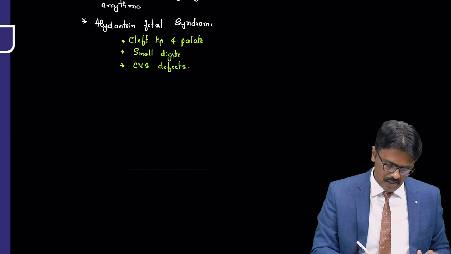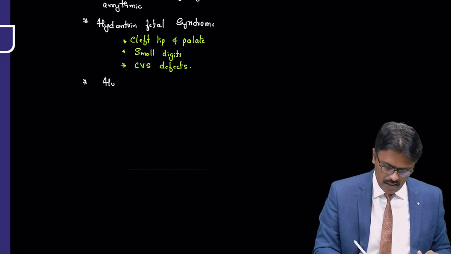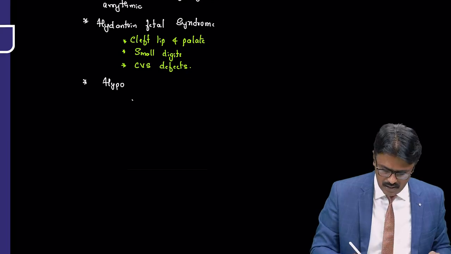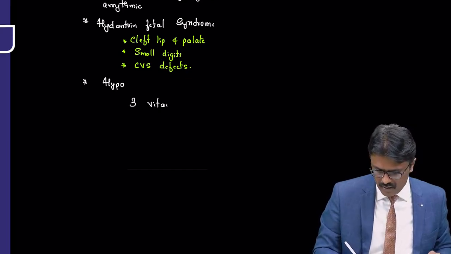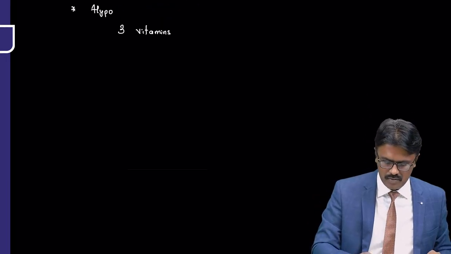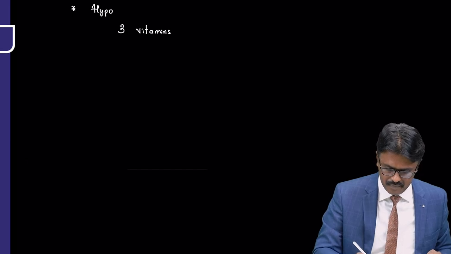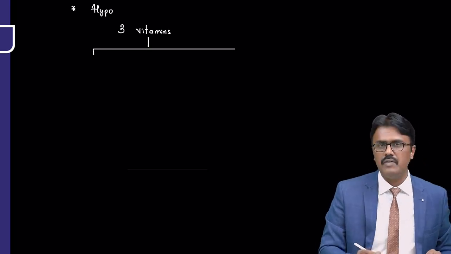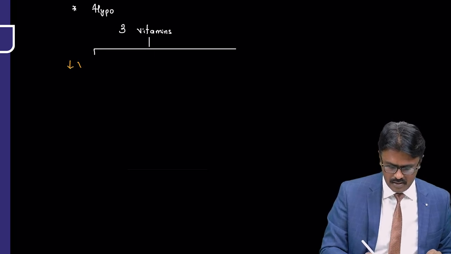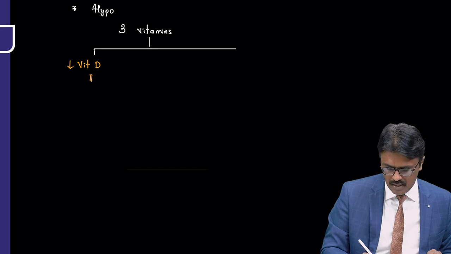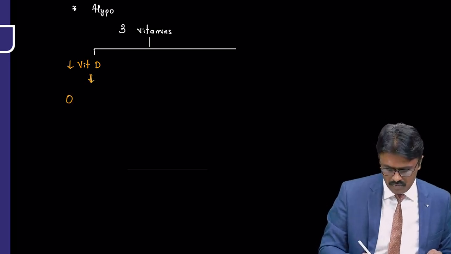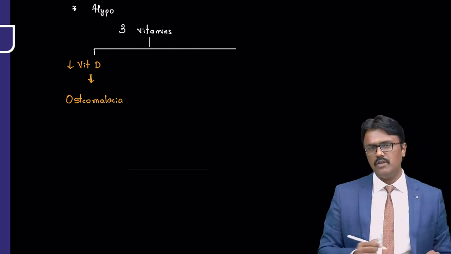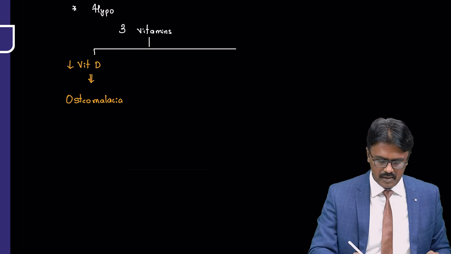Now when we start phenytoin in someone, it causes 3 hypos. Hypo, 3 will become less. What are these? There are 3 vitamins that will become hypo. Let me tell you that. Number 1, what is the vitamin? It decreases the vitamin D levels, and that will lead to a problem called osteomalacia. So osteomalacia can happen when the vitamin D decreases.